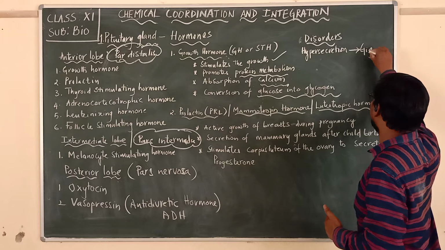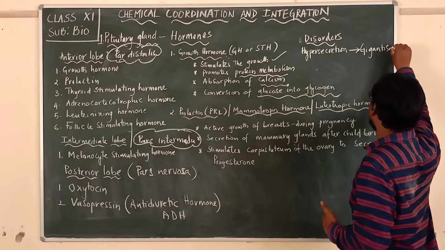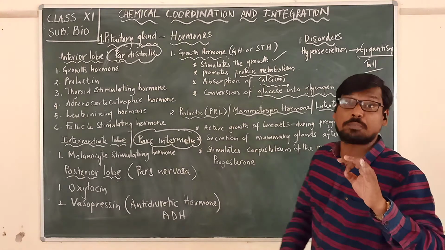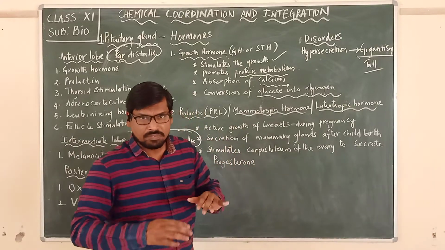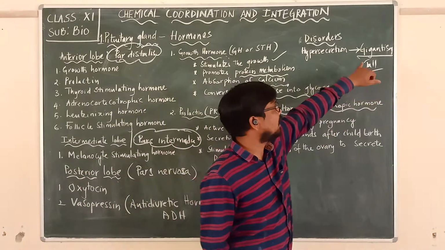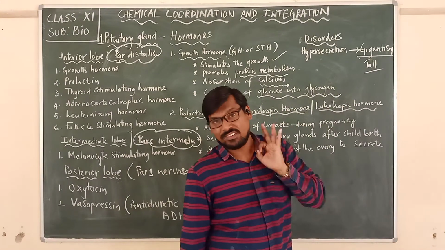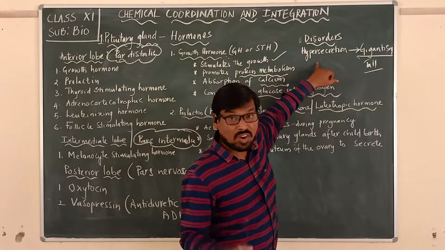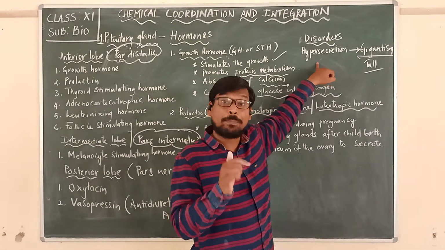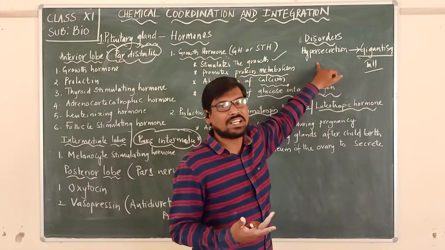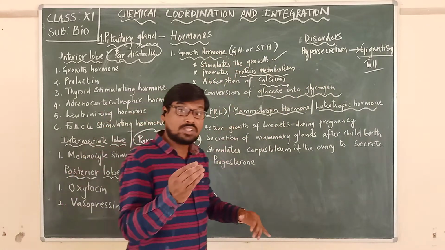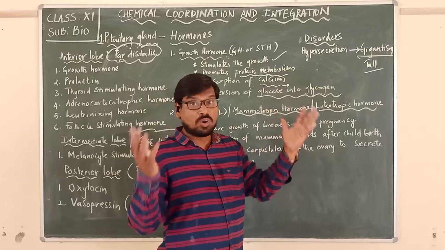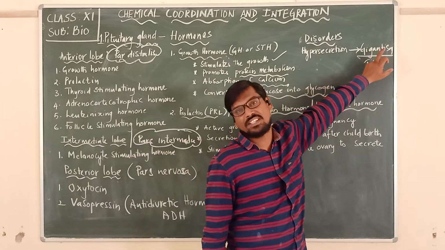The child or that individual will be suffering from what we call gigantism. In simple terms, the person is very tall, taller than the normal height. In such cases we use the technical term gigantism. So that is caused by what? Due to hypersecretion, which means oversecretion, more secretion of growth hormone. When growth hormone is produced in more quantity, it stimulates the body cells to show more growth, and it leads to gigantism.